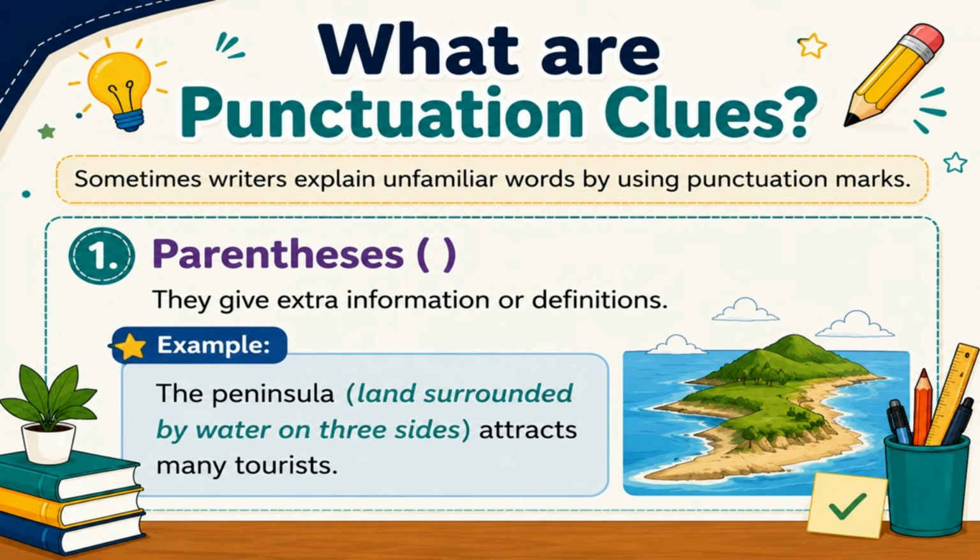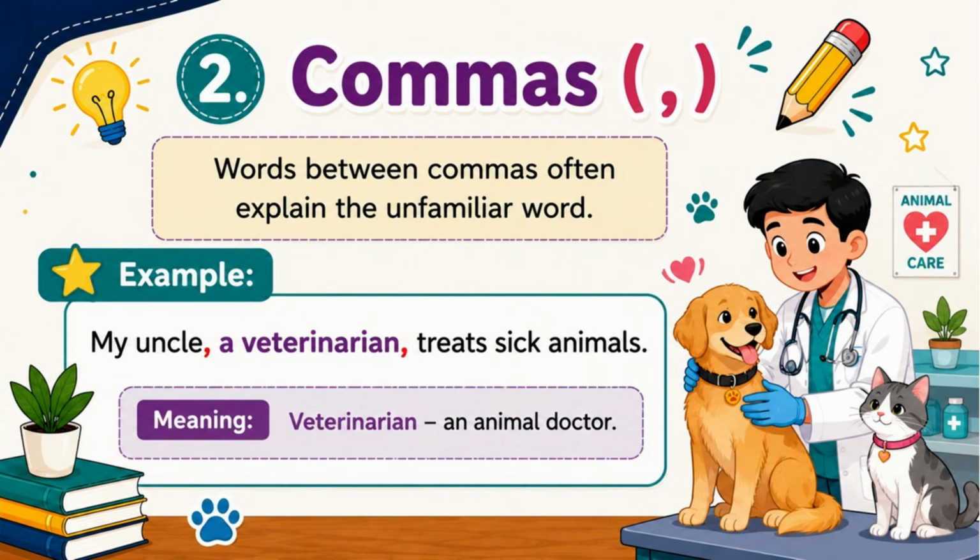For example, the peninsula, land surrounded by water on three sides, attracts many tourists. Commas. Words between commas often explain the unfamiliar word. For example, my uncle, a veterinarian, treats sick animals. Veterinarian means an animal doctor.